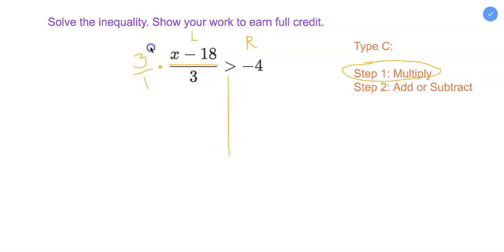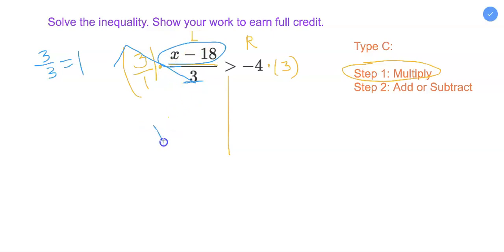On the left side, we need to write 3 as a fraction since we're multiplying it by the fraction x minus 18 over 3. And then on the right side, I'm just going to multiply by 3 in the form of an integer. On the left side, I'm going to draw a 1 through the 3 divided by 3, because 3 divided by 3 is equal to 1. And then we're just going to be left over with this numerator, the x minus 18, on this left side of the inequality.